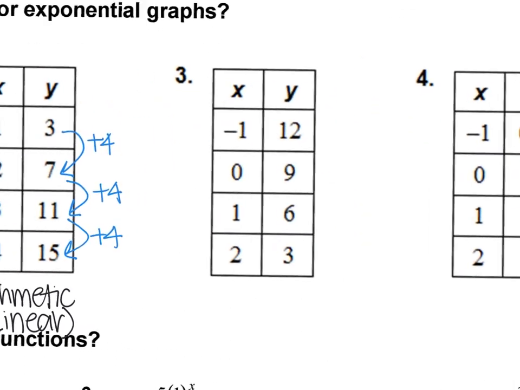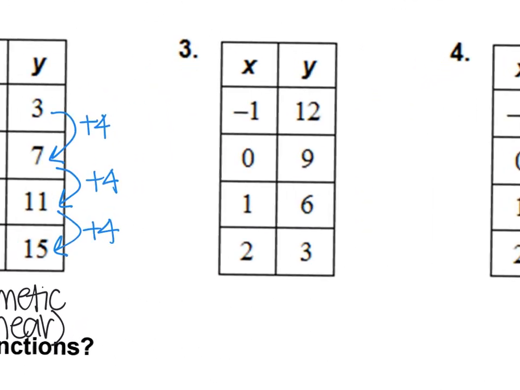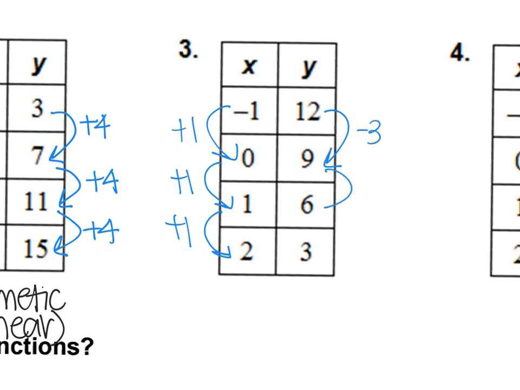Let's look at 3. Again, -1 to 0, I'm adding 1. 0 to 1, adding 1. 1 to 2, adding 1. What happened here? Well, this I went and subtracted, it looks like. 12 minus 3 gives me 9. 9 minus 3 gives me 6, and 6 minus 3 gives me 3. So it looks like this one I'm adding or subtracting. In this case, I'm subtracting.